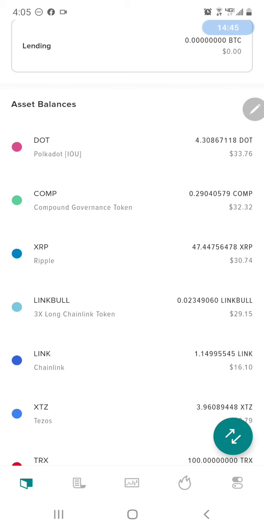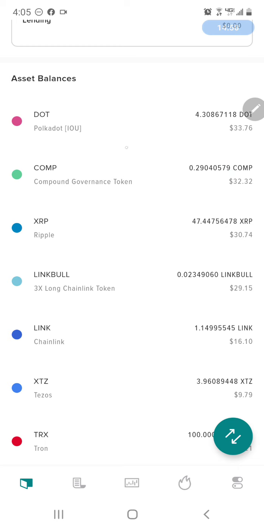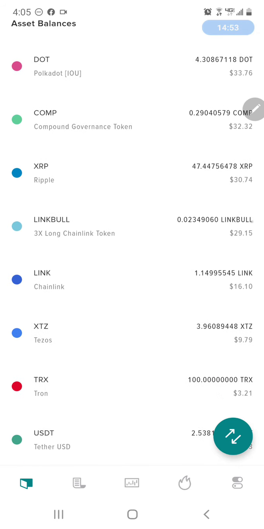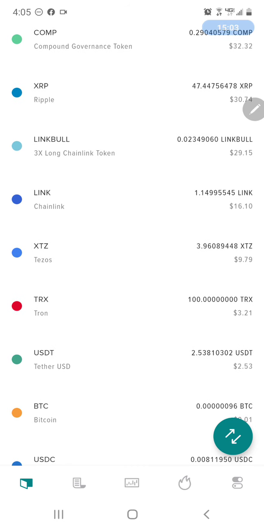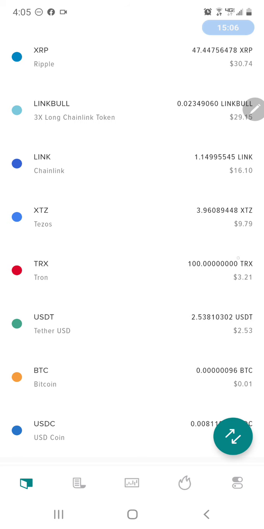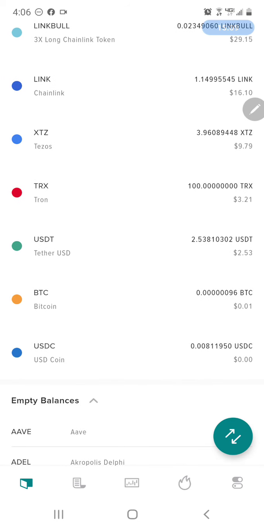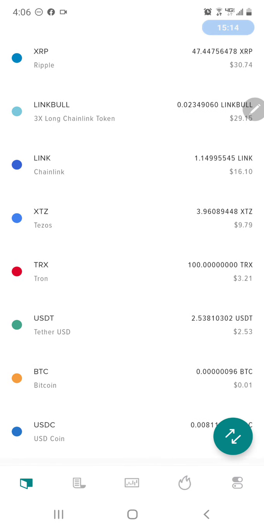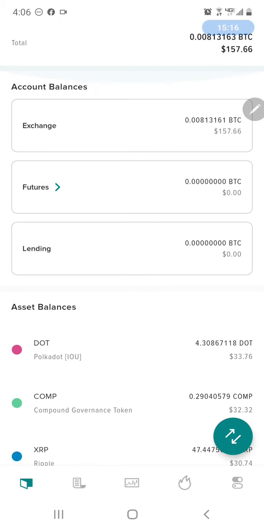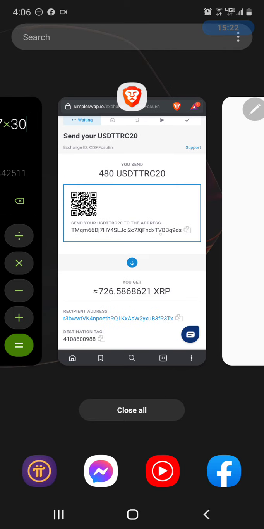It looks like all the buys have gone through and processed. So we got a little bit of Polkadot. We got the COMP, XRP, Link Bull. And this right here is Link, but it's the bullish version of Link. So I do have some regular Link. You got some Tezos, a little bit of Tron, a little bit of things going on there. That's where we are right now. So I just want everybody to know how to diversify. Very important. And yeah, we're all out of USDT. So now let's hop back over and see about these coins.